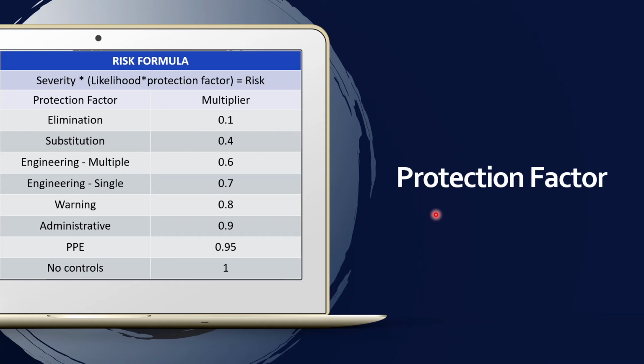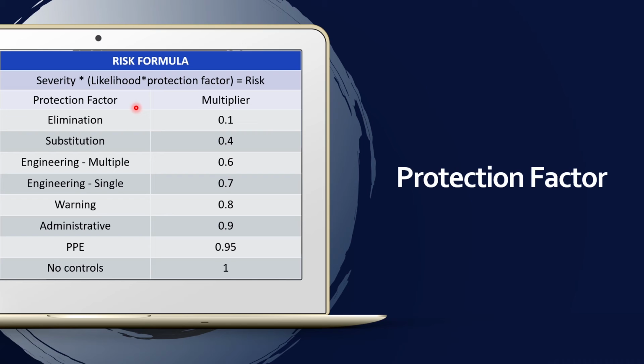In this slide, we are going to discuss the protection factor. If we control our risk by the first three control measures, we are going to have more impact on the risk level. As you know, the risk is a combination of the severity of the risk and the likelihood of occurrence of that risk in our workplace. So if we put the elimination control measure on our risk, we are going to reduce the impact of that risk and the risk level will be reduced drastically. In the same way, if we use substitution, the risk level will also be reduced, but it is a less effective control measure than elimination.